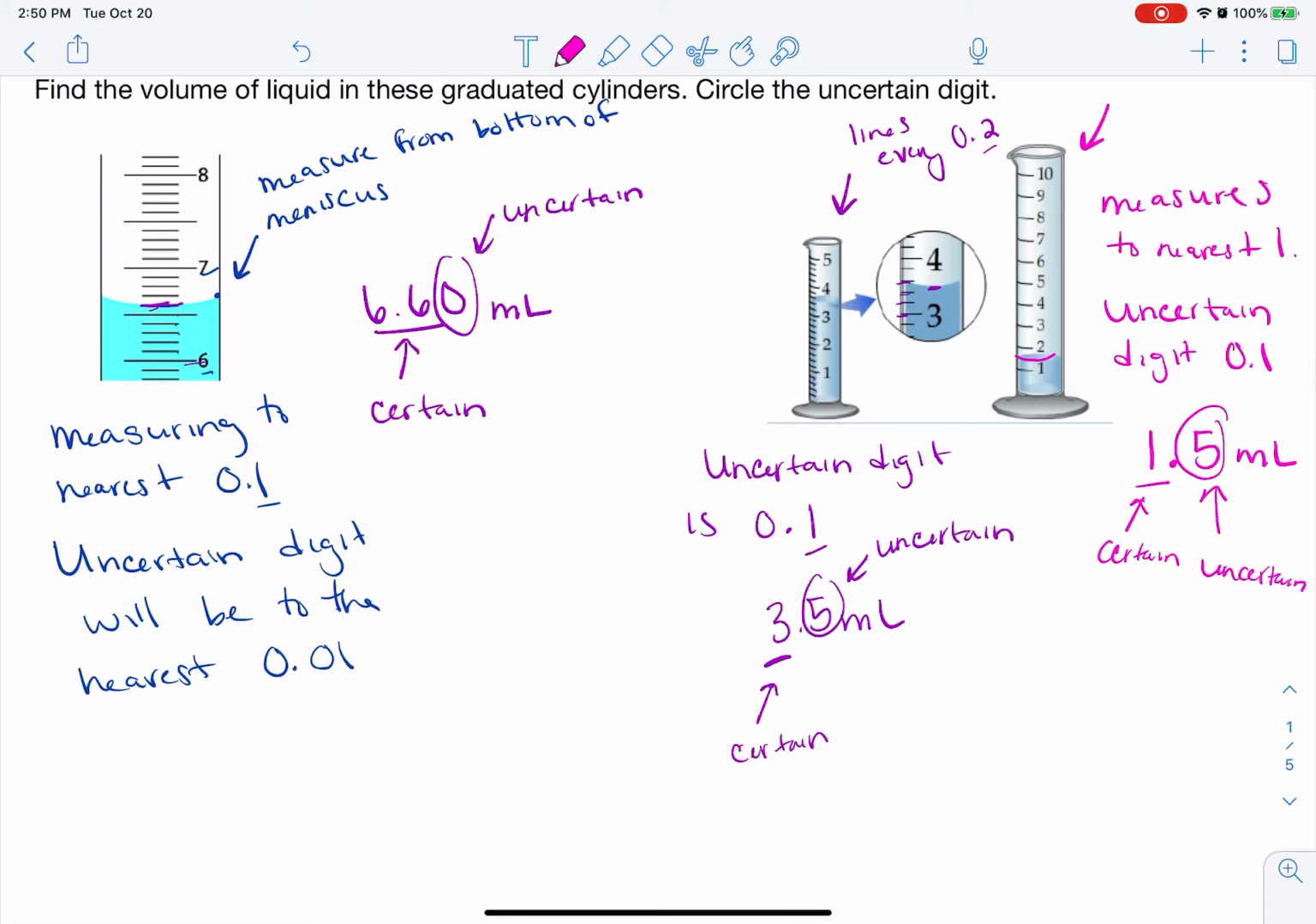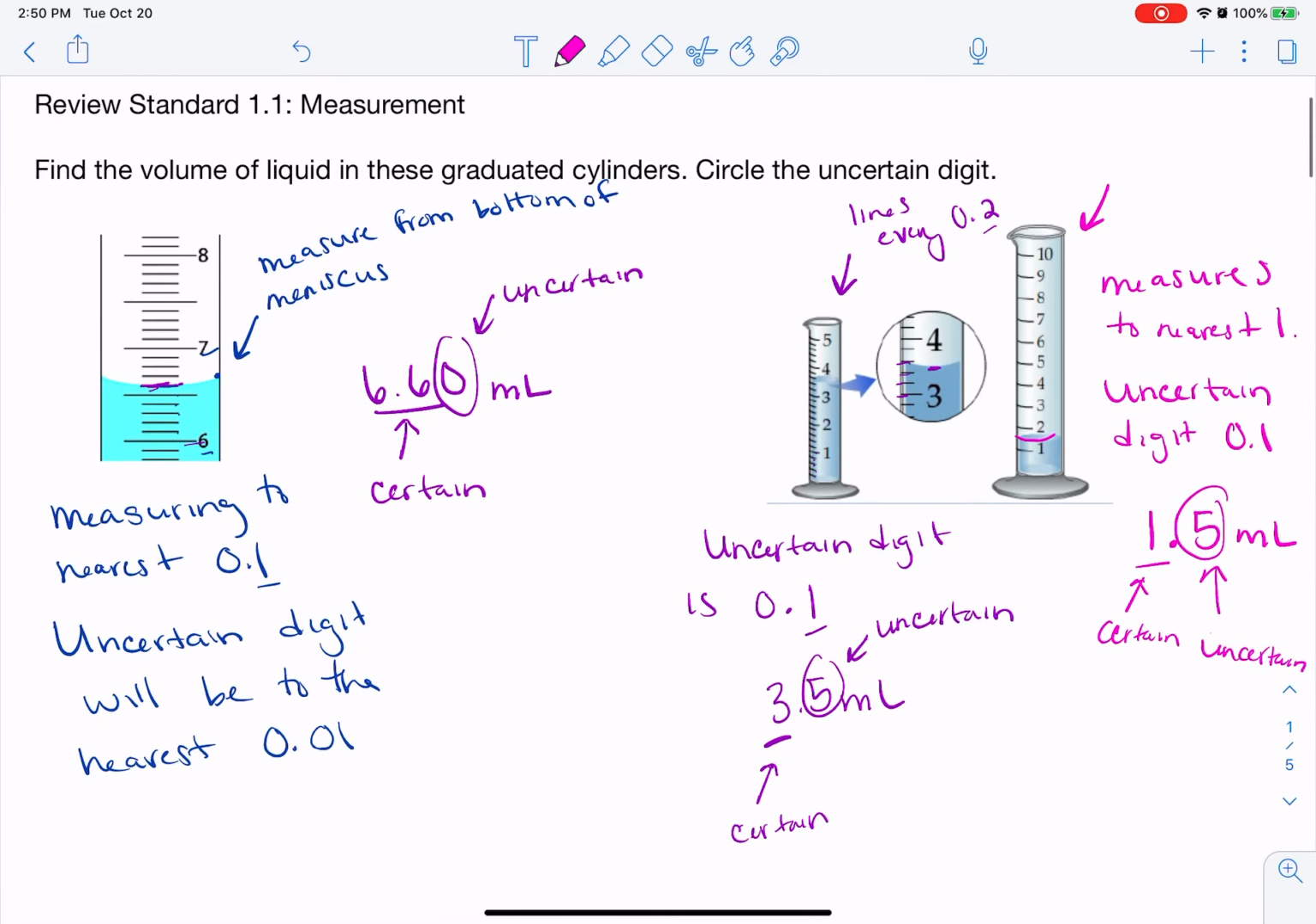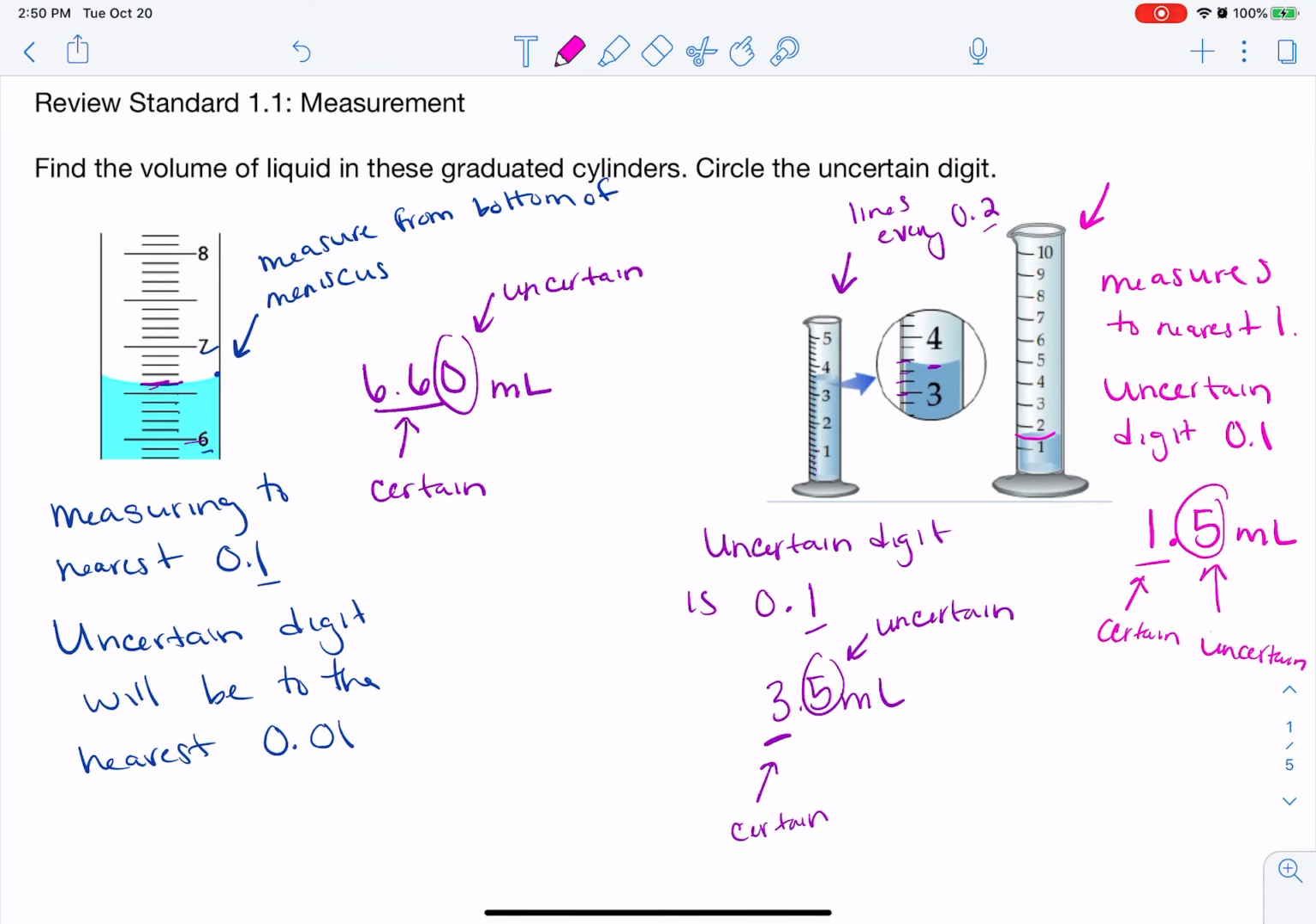So the big idea here is to look at the lines and include everything that has a line. Those are the certain digits and one estimation for between the lines, and that is your uncertain digit. That's standard 1.1 on measurement.